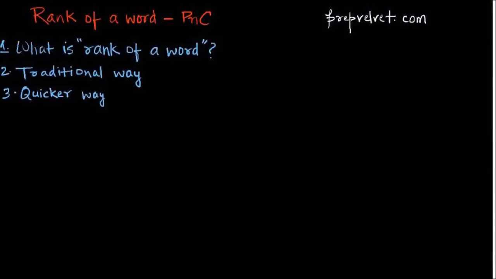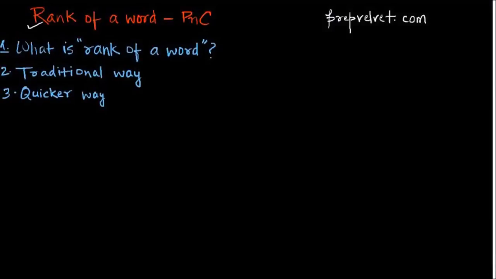Today we will be learning about finding rank of a word in permutation and combination. The three topics which we will learn are what is rank of a word, traditional way of finding rank of a word, and a quicker way of finding rank of a word. The quicker way is what we need to learn for solving questions in CAT. Now first question, what is rank of a word?